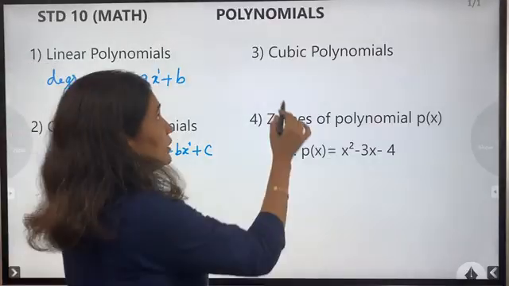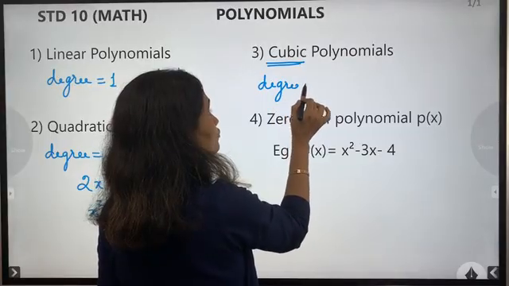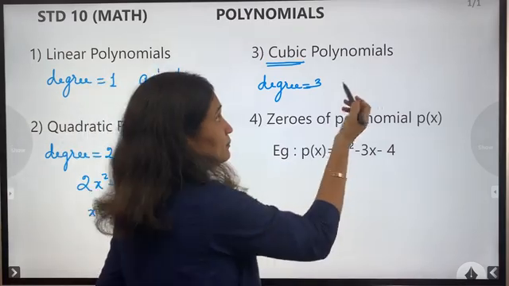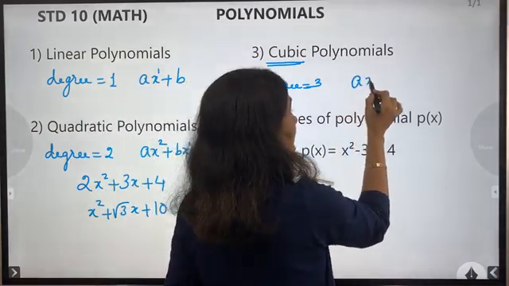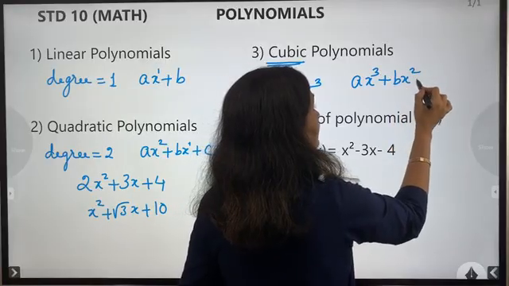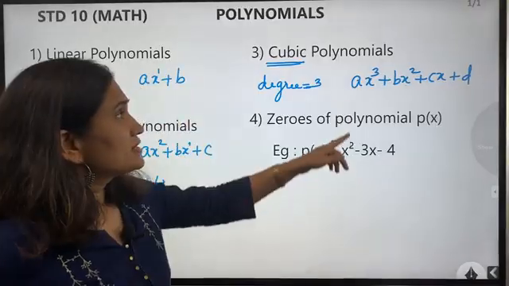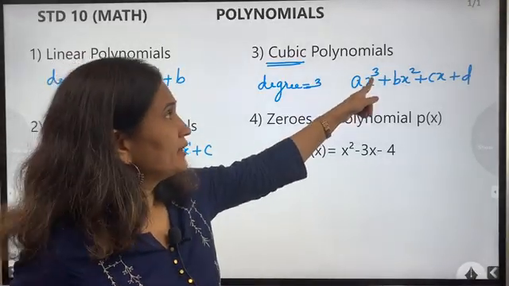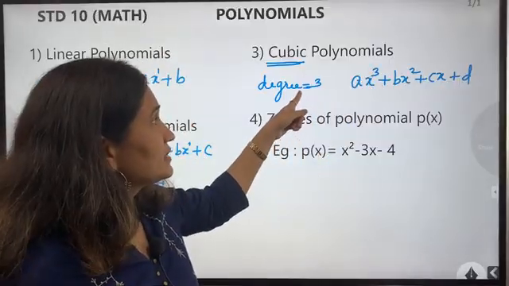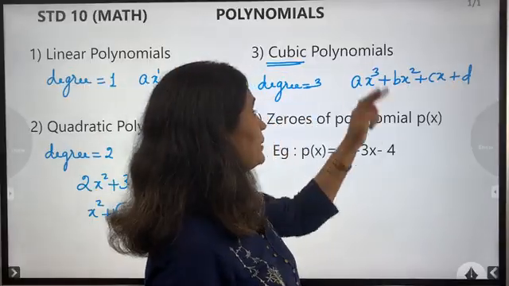Coming to cubic polynomials, from the word itself you can understand, children, that in this case the degree is going to be 3. And when the degree is 3, let us see what type of general form you get. Say like ax cube plus bx square plus cx plus d. Why? Because there is an additional power added over here, which is 3. Now the highest power of the variable is 3 and hence the degree is 3. So all such types of expressions will be called cubic polynomials.